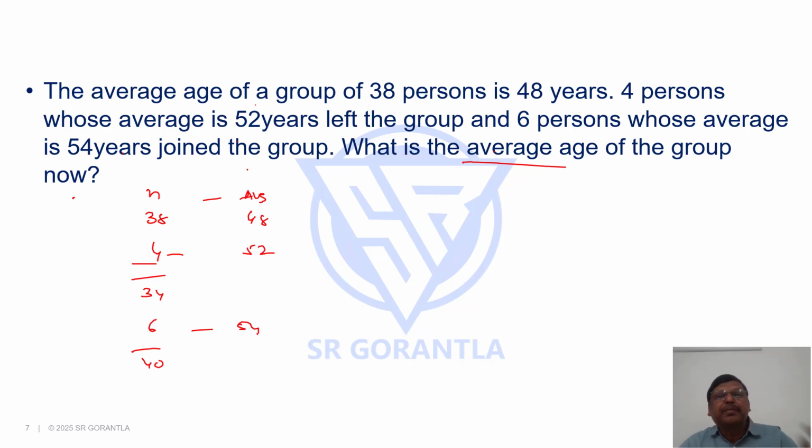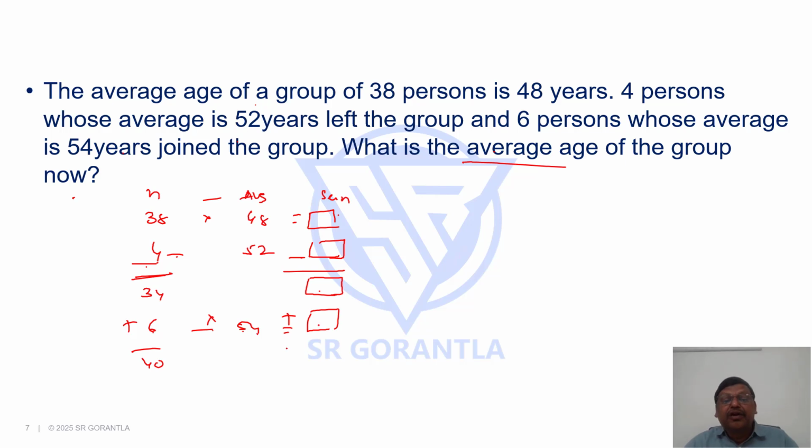Now, if you are going by the traditional manner of finding the sum, you have to multiply 38 into 48 and find the total, which will take some time. Then 4 into 52, which will take some time. And 4 people left means you have to subtract this number. You get the final value here. Then 6 people with 54 are joining the group, so you have to multiply 6 into 54 and add. You now get the total of 40 people. To get the average, this total by 40. Don't you think all these multiplications will take a lot of time?